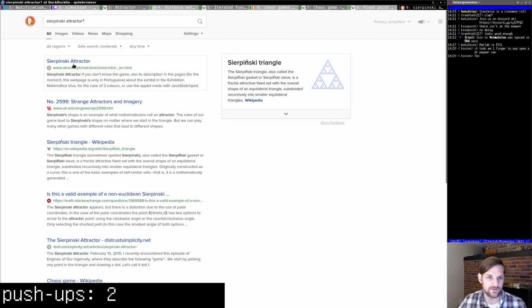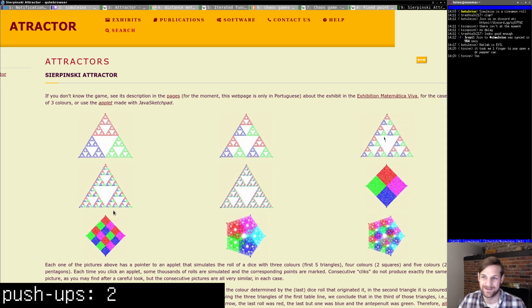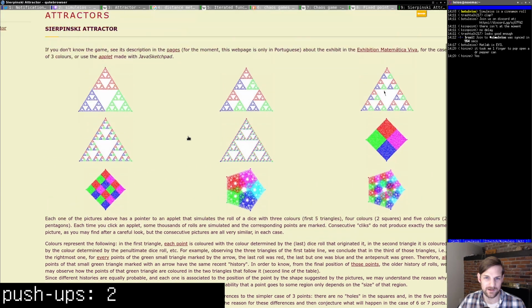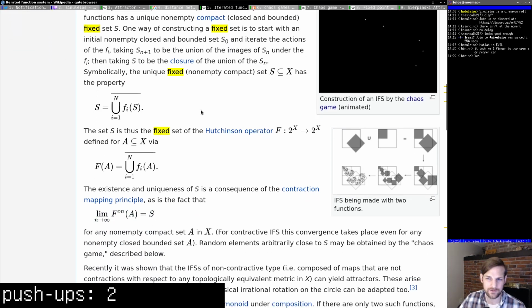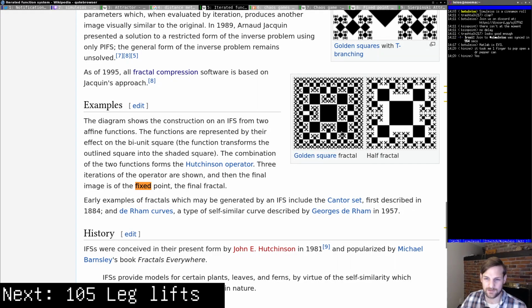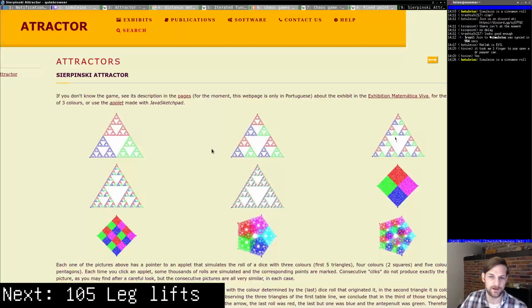I'm assuming... Yeah. What do we have here? This does not fit my browser at all. Okay, but my assumption here is that this is considered an attractor. My question is, why is the Sierpinski triangle an attractor? Instead of, for example, this guy, why is this guy not an attractor, but instead a fixed point? Okay, so let's see what we can find here.